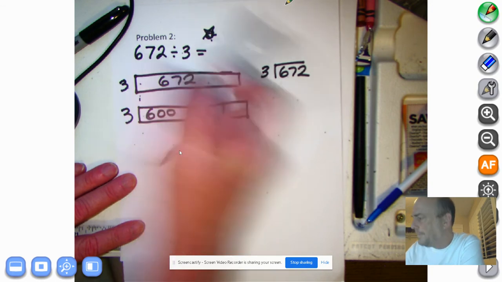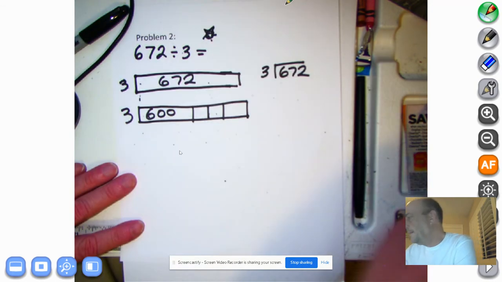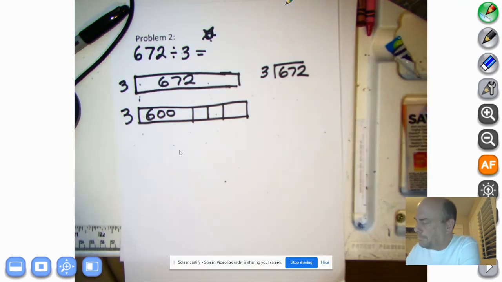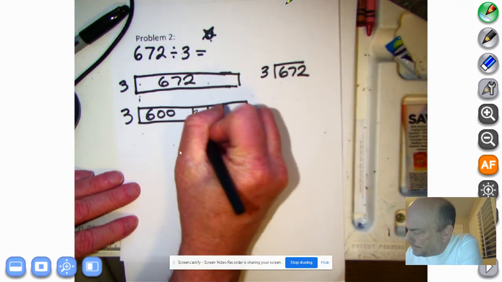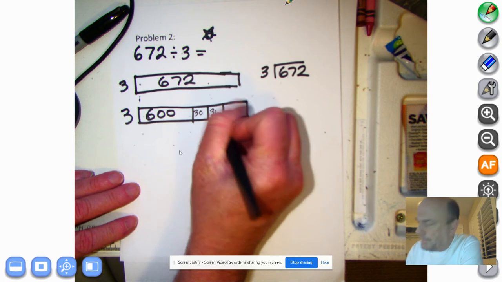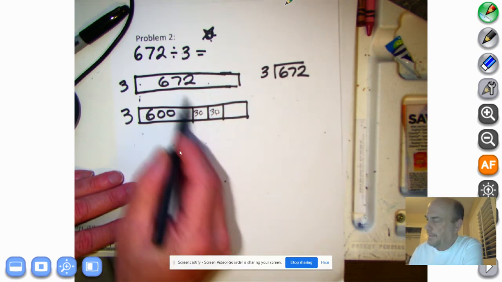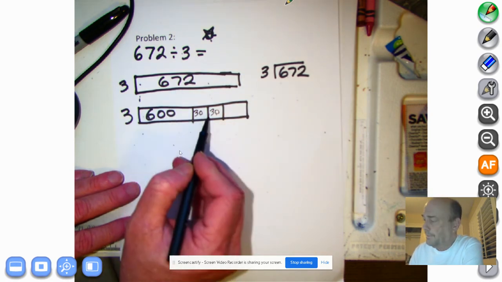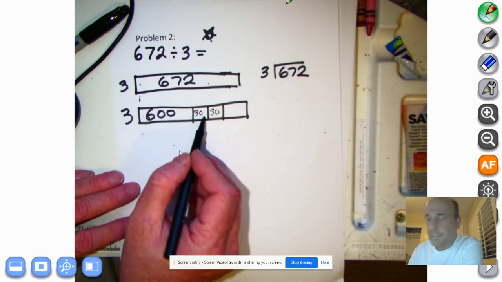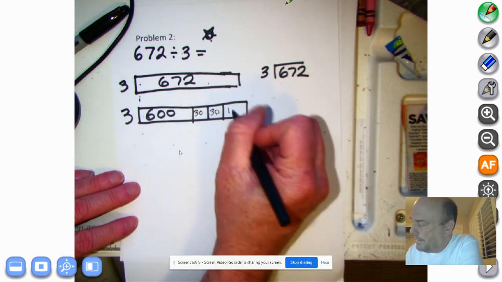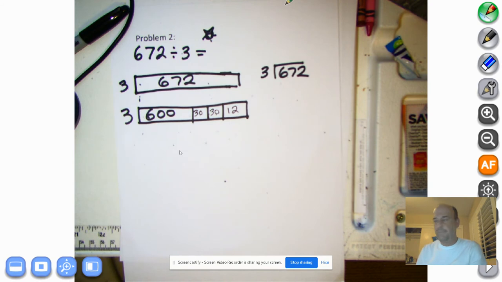Oh, darn it. Oh, me, oh, my. Oh, here we go. Let's see if this pen is up to snuff. And 30 plus 30 equals 60. Hey, 70. What's left over? 72 minus 60 is 12. I like how this is developing.